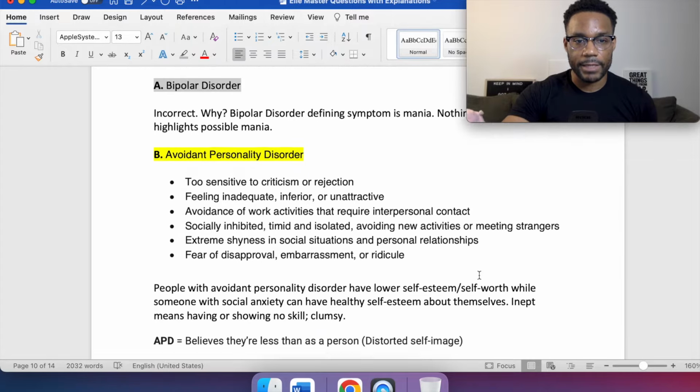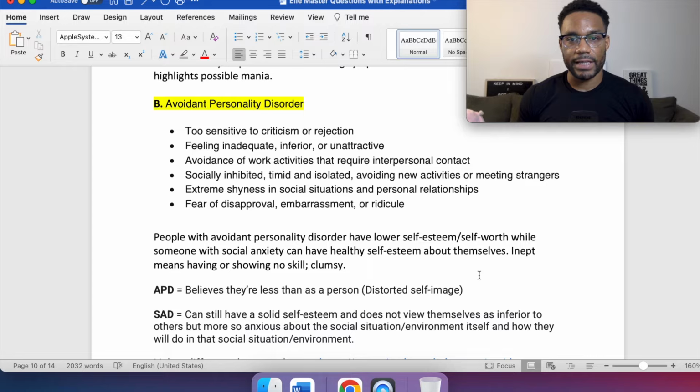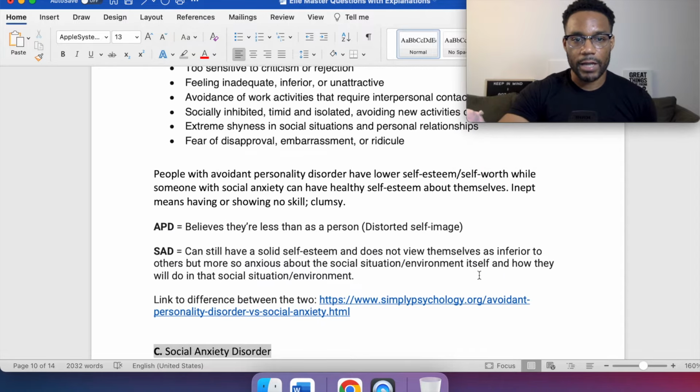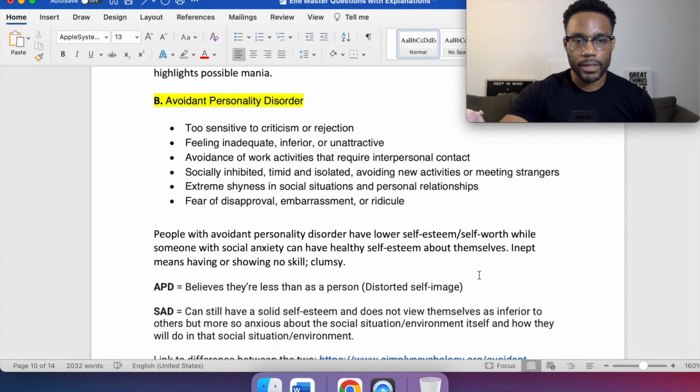And when we look at B, avoidant personality disorder, now this can be a bit tricky, right? Because avoidant personality disorder and social anxiety disorder can mirror each other a bit. With avoidant personality disorder: too sensitive to criticism or rejection, feeling inadequate, inferior, or unattractive, avoidance of work activities that require interpersonal contact, socially inhibited, timid, and isolated, avoiding new activities or meeting strangers, fear of disapproval, embarrassment, or ridicule.